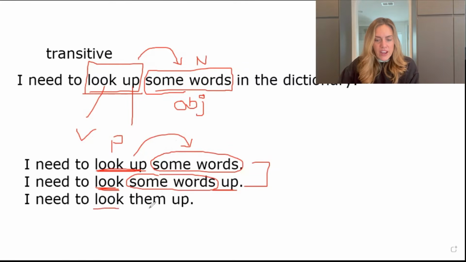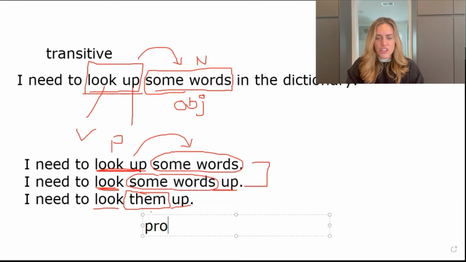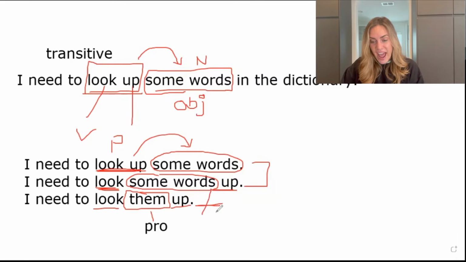And then over here we have look up, and we have the word them. What does them mean? Well, them is just a pronoun. You can turn nouns into pronouns. Words is plural. It's third person. So the word, them. Okay? So I'm just using a pronoun here. But because I'm using a pronoun here, I actually cannot use it after.